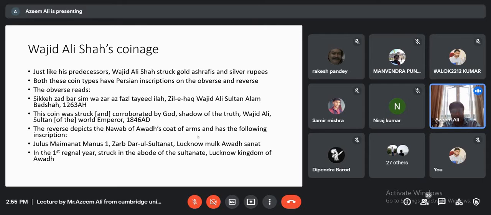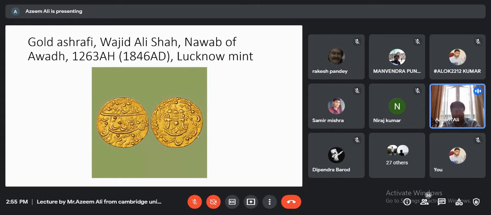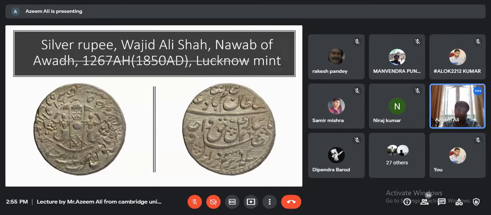The reverse depicts the Nawab Awadh's coat of arms and has the following inscriptions: Julus Limanat Manus Yek, Zab Da al Sultanat, Lucknow Mulk Awad Sanat, which means in the first regnal year, struck in the abode of the Sultanate, Lucknow, Kingdom of Awadh. And here's the gold Ashrafi of Wajid Ali Shah, struck in Lucknow. And here's the rupee struck in Lucknow as well, of Wajid Ali Shah.